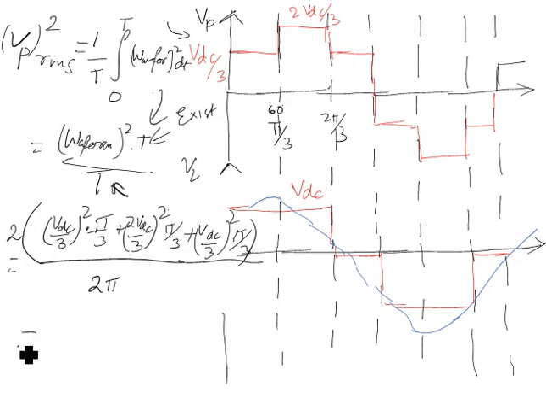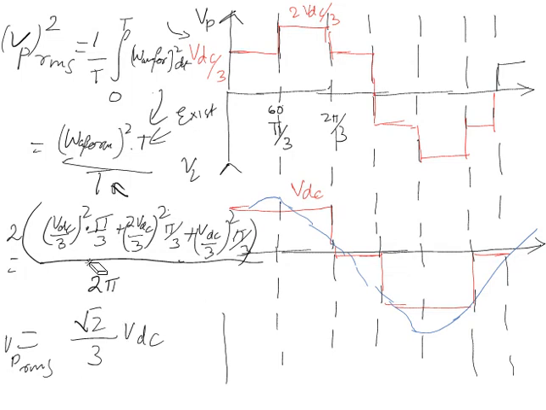So the RMS value will be root 2. If you calculate this, you will get root 2 by 3 VDC. So this is the V phase RMS of this waveform. Okay, V phase RMS of this waveform. This is the method you can use to do this. Okay, so V phase RMS is root 3 by 2 VDC.